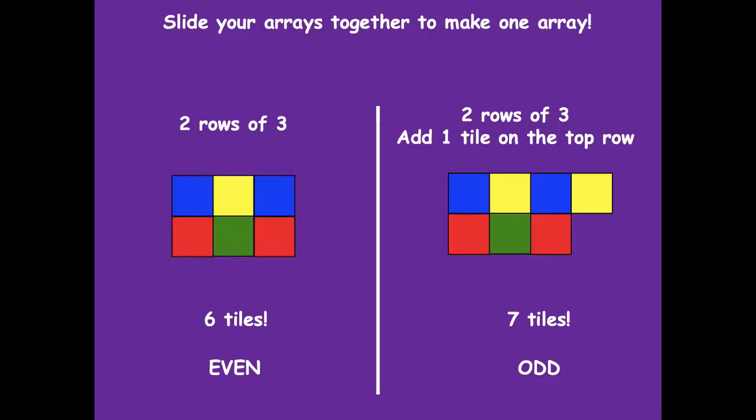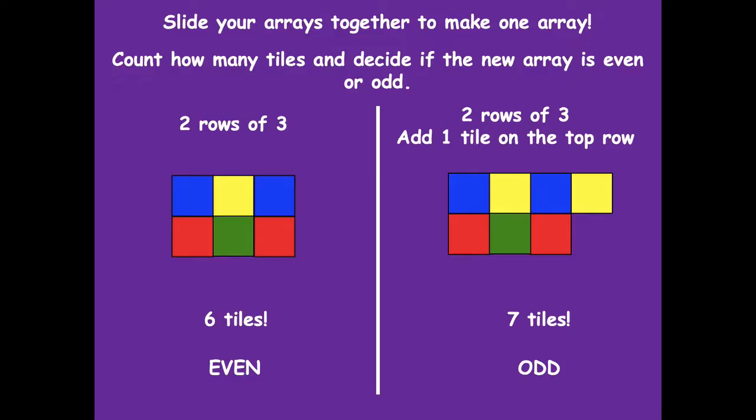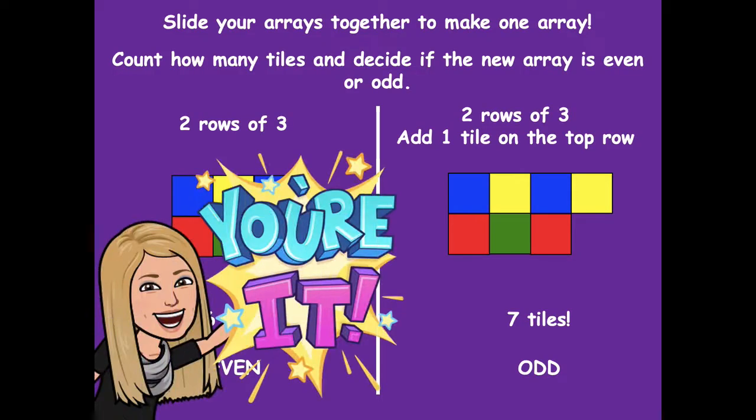So we're going to slide your arrays together to make one array, and then you're going to count how many tiles and decide if the new array is even or odd. So pause the video, slide them together, count the tiles, and decide if it's even or odd, and click play when you're ready to go over it together. All right, friends, pause if you need more time.